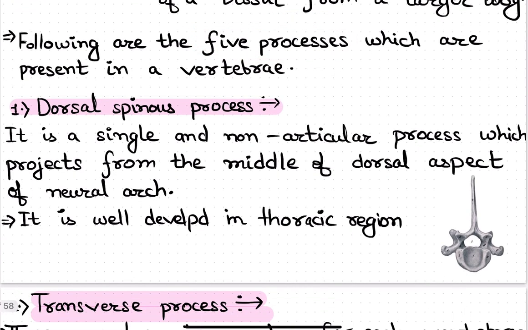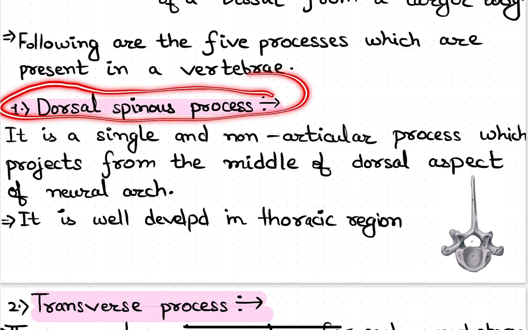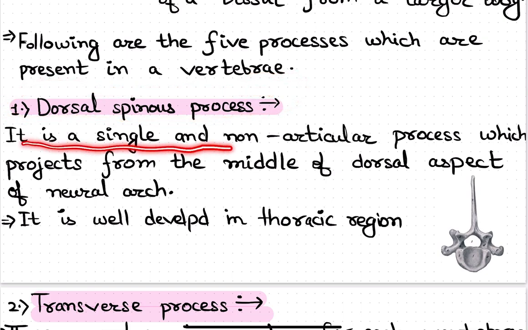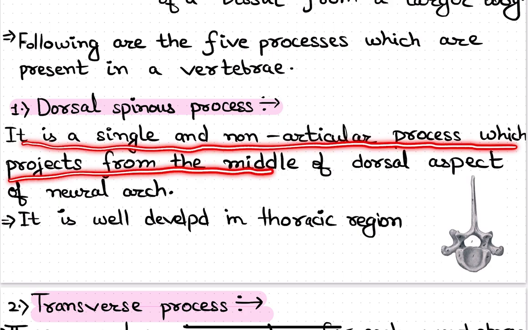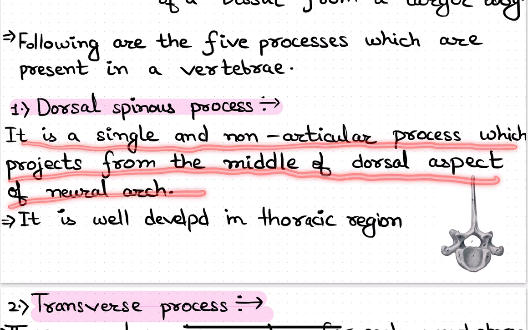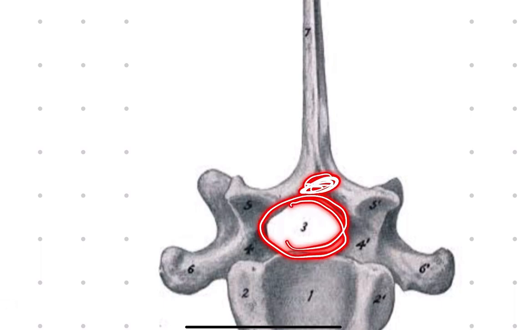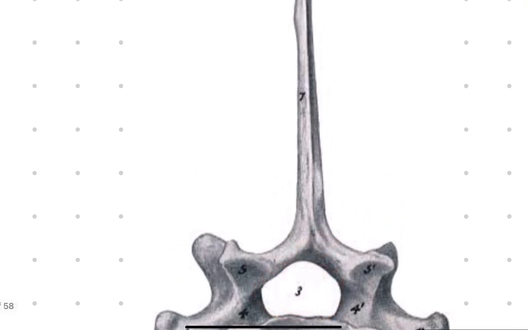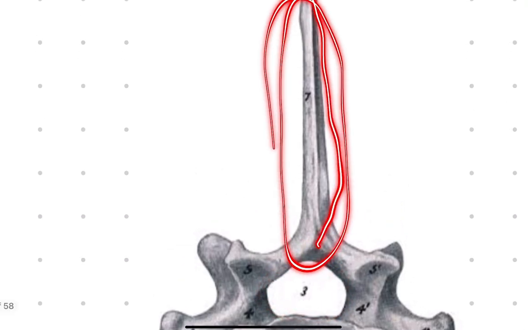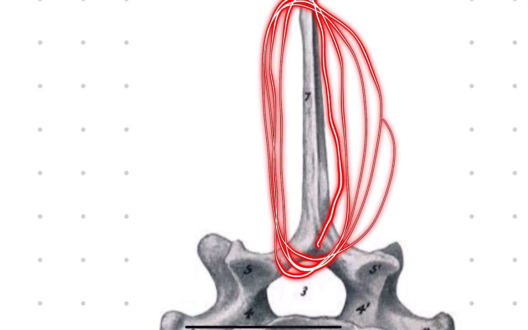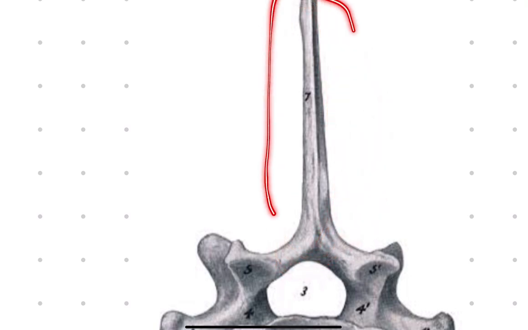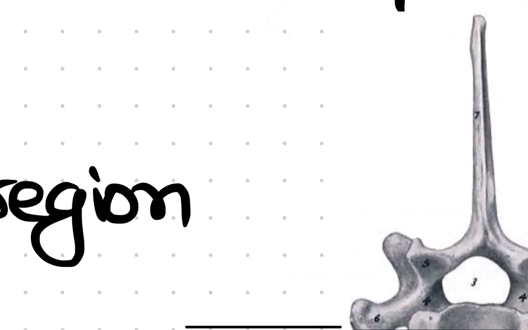Now let me tell you about the first process, that is dorsal spinous process. What is this dorsal spinous process? It is a single and non-articular process which projects from the middle of dorsal aspect of neural arc. This is the neural arc, and this is the dorsal region of neural arc. From this dorsal region we can see a non-articulating part, which means it doesn't get joined with any other vertebra. So this non-articular part which is single is known as dorsal spinous process.